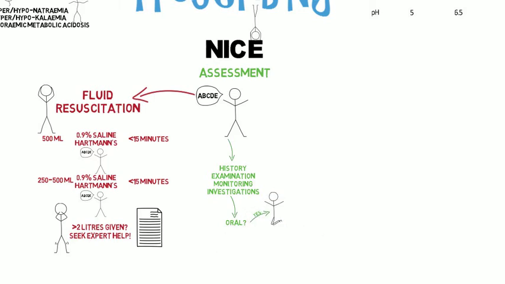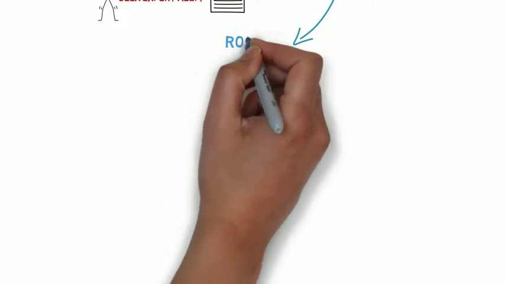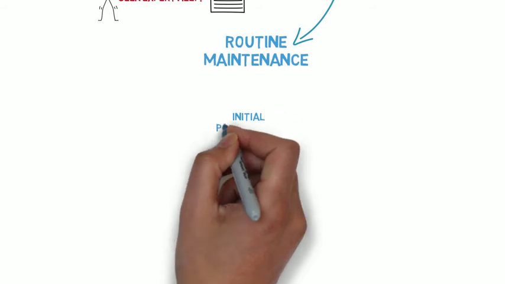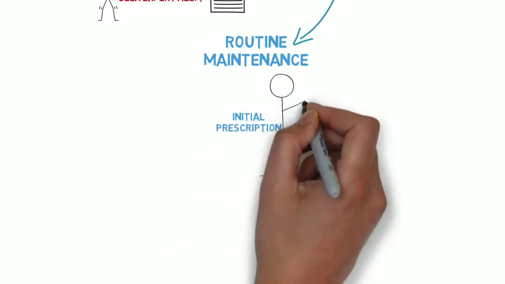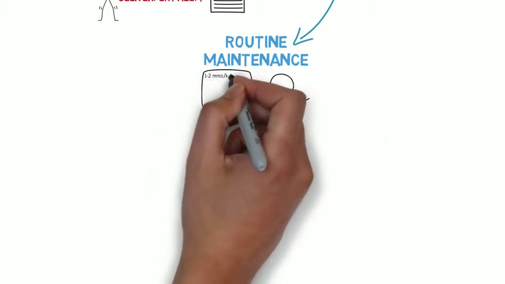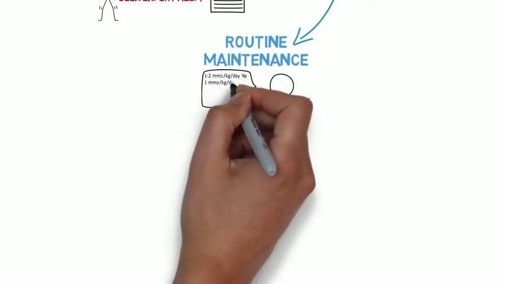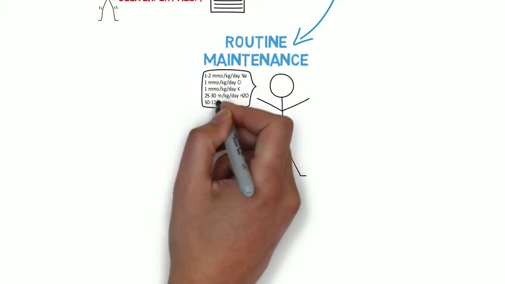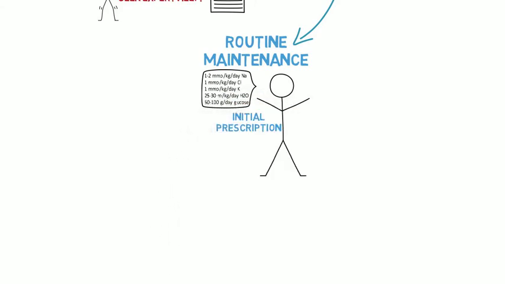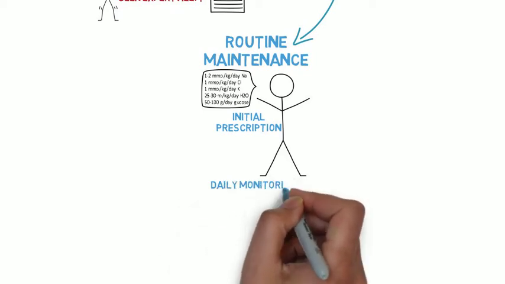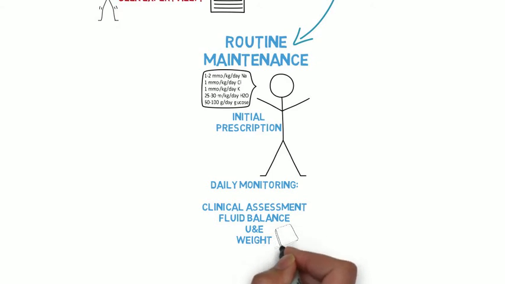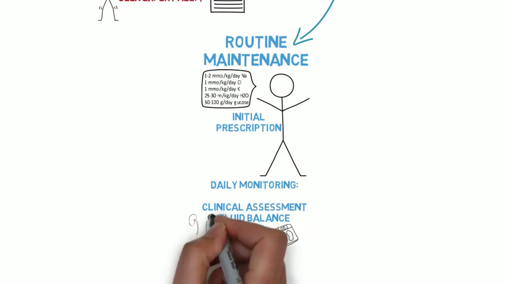If they're nil by mouth or have poor oral intake, but are otherwise reasonably fit, they may require routine maintenance alone. The initial prescription should aim to include 1 millimole per kilo per day of sodium, chloride and potassium in 25 to 30 ml per kilo per day of fluid. If they're nil by mouth, they should also get 50 to 100 grams per day of glucose to ward off starvation ketosis. Daily monitoring is essential and should include a full clinical assessment with examinations of fluid balance and urine output, daily U&Es, and you might consider serial weight measurements. Ideal urine output is at least half a ml per kilo per hour for most patients.